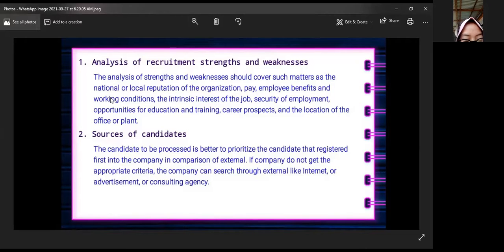And the second point is choices of candidates. The candidates to be processed should preferably prioritize those who registered first within the company, in comparison with external ones. If the company does not get the appropriate criteria, the company can search externally, like through the internet, advertisements, or a consultant agency. Next slide.